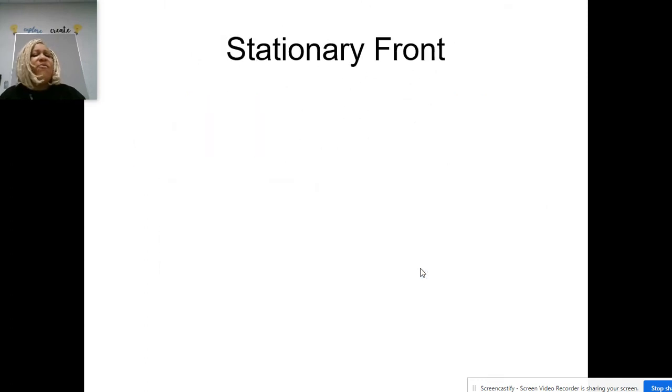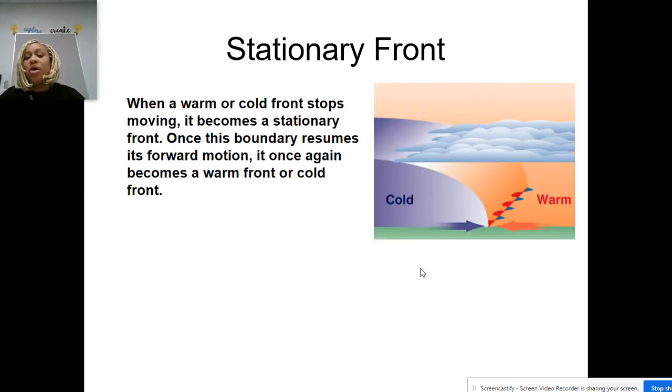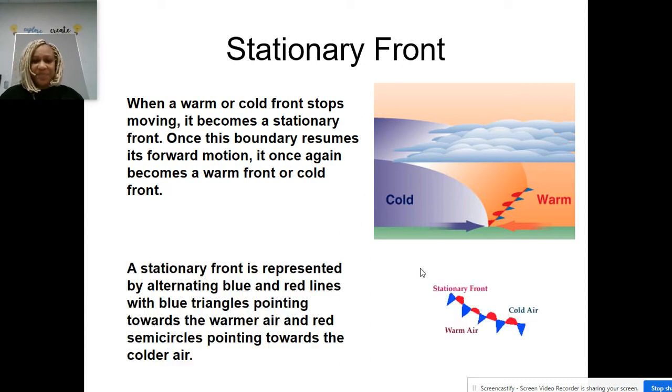Okay? Then you have what is called a stationary front. So think about this: if something is stationary, is it moving? No, it's not moving, right? So I want you to remember that when you think of a stationary front, it's not moving. When a warm or cold front stops moving, it becomes a stationary front. Once this boundary resumes its forward motion, it once again becomes a warm front or cold front.